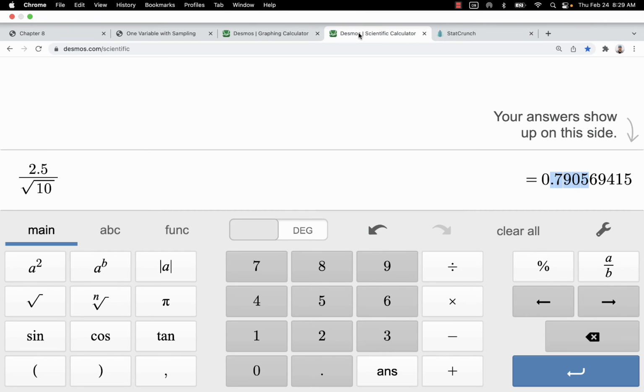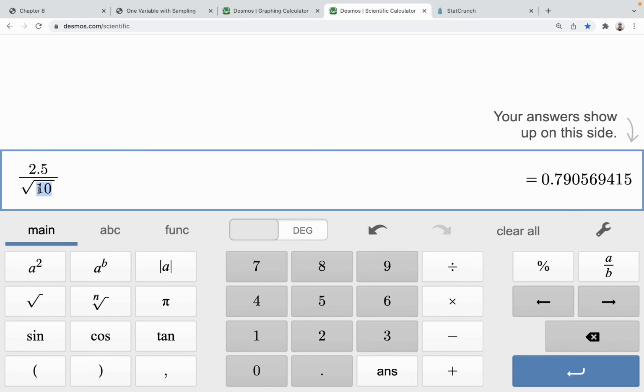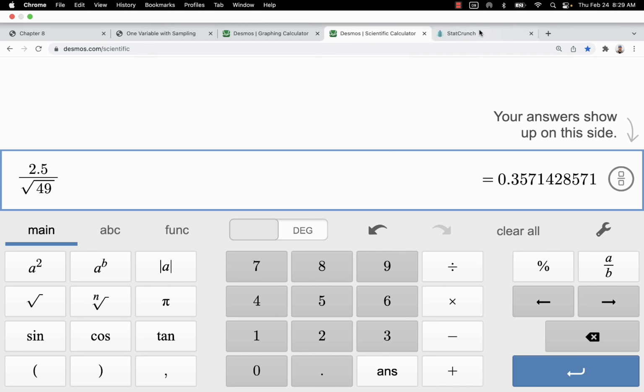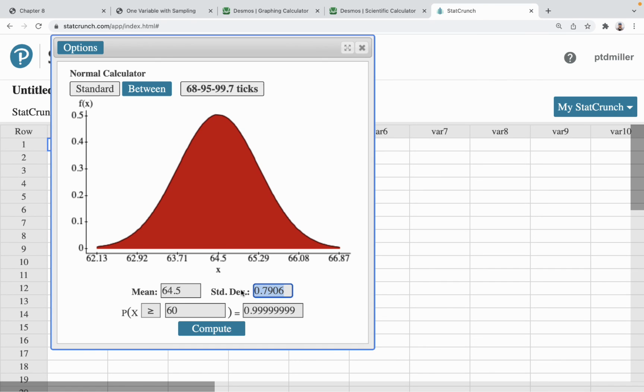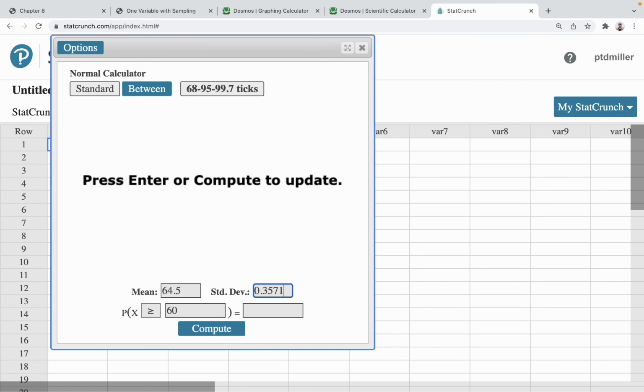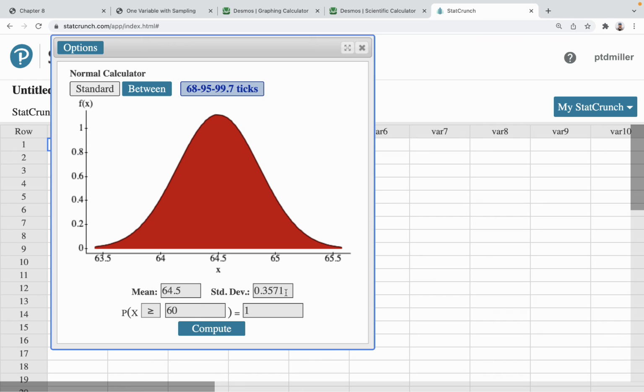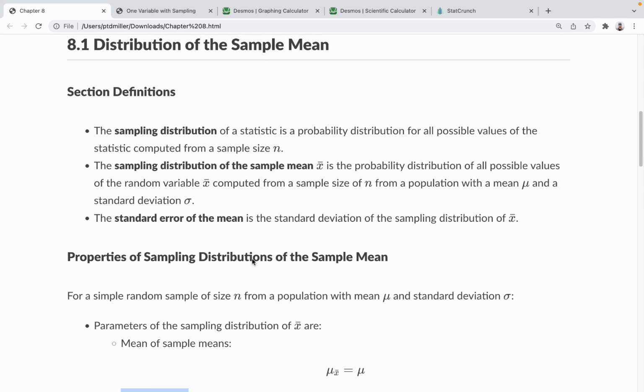Let's say I had a sample of 49. So 49 has a nice square root of 7. That's 0.3571. Then I'll just go back over to StatCrunch. 0.3571. Shrink that standard deviation down more. And now I'm looking at a sampling distribution of a sample mean with samples of 49. So it's pretty easy to use for the sampling distributions of the sample mean.